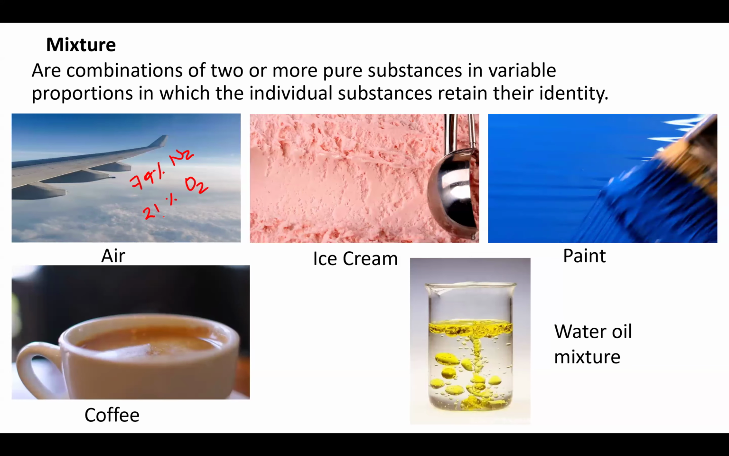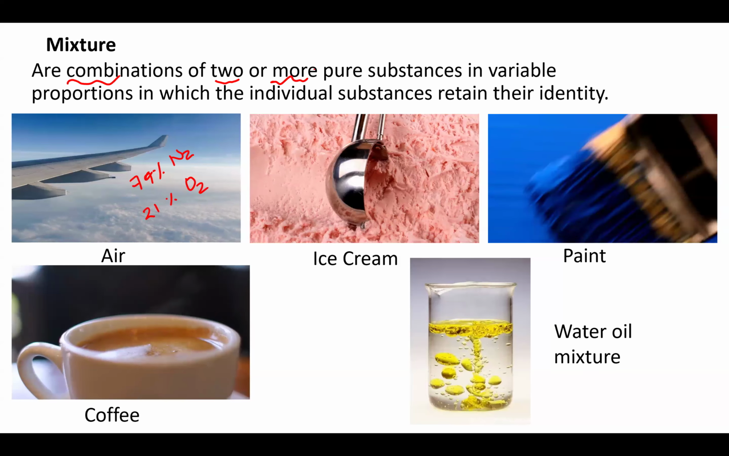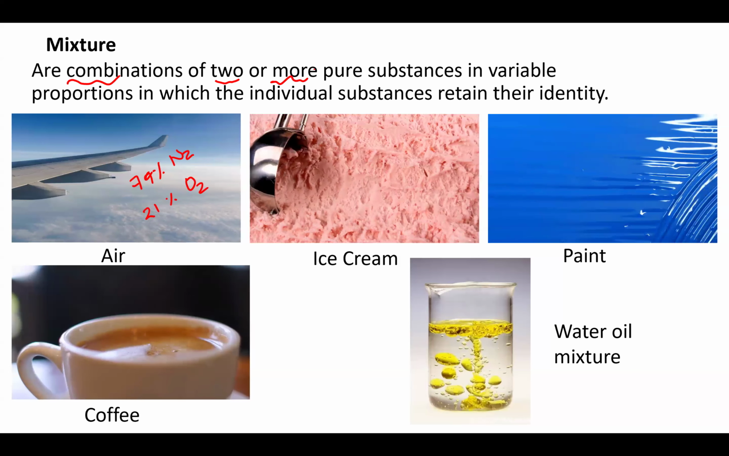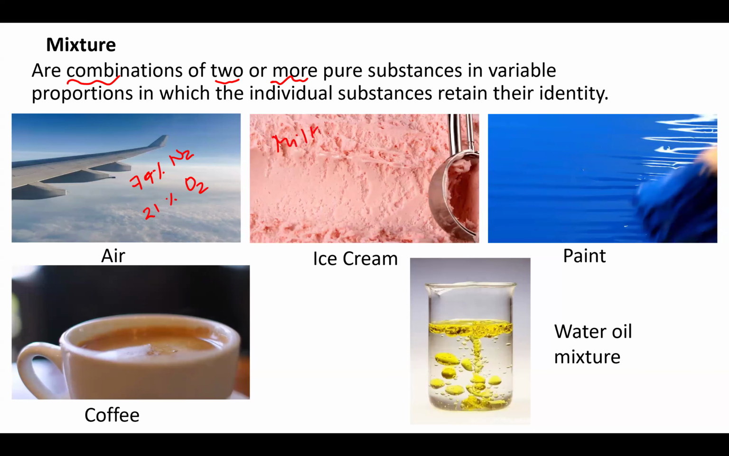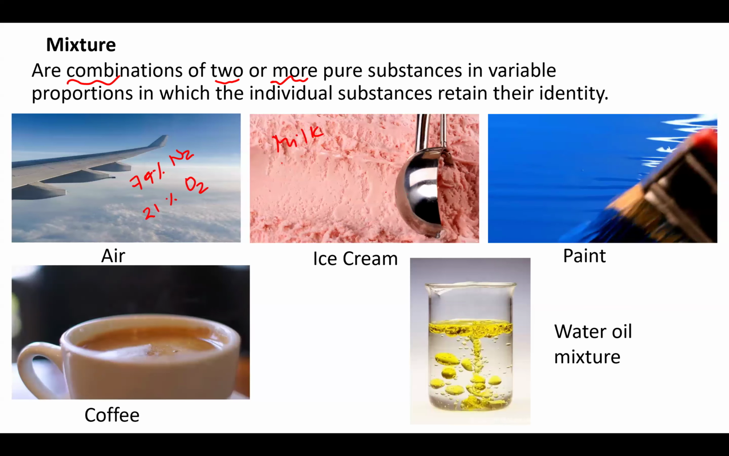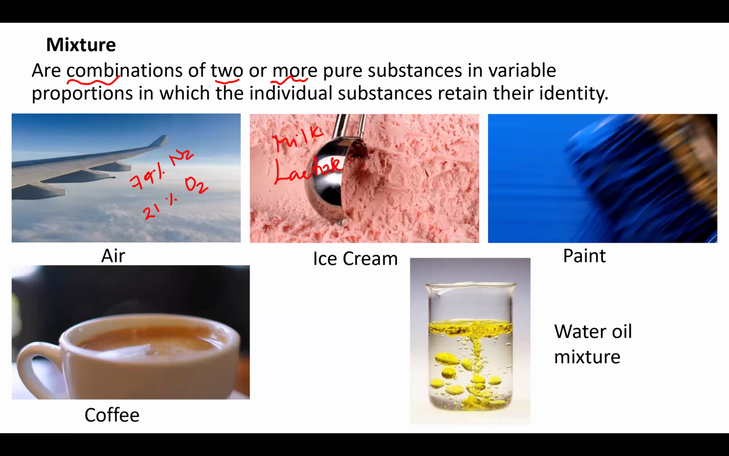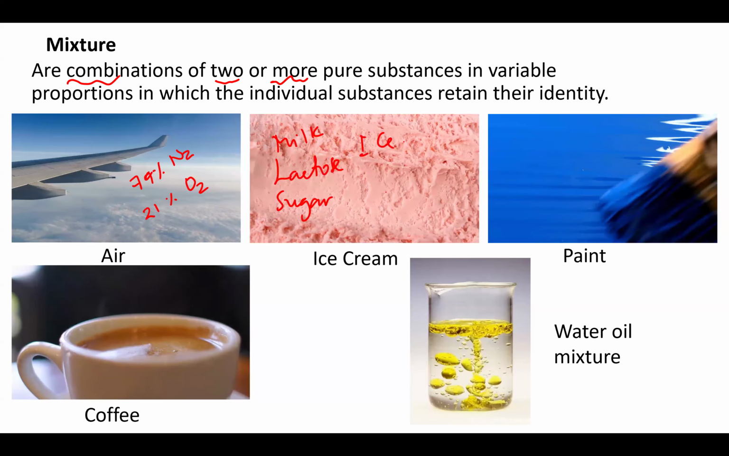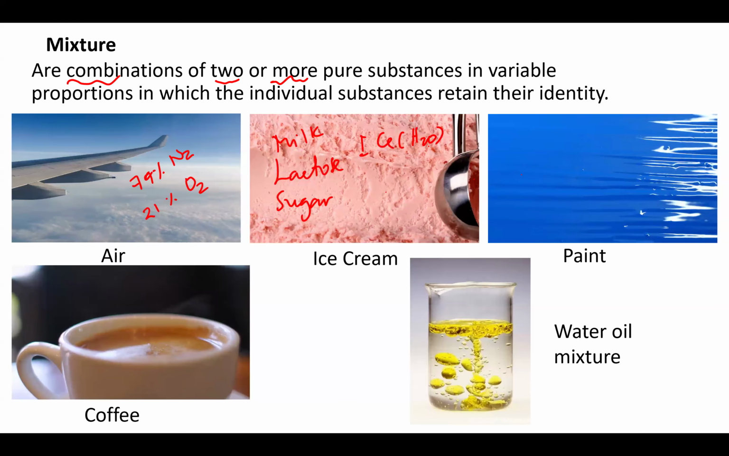So mixture substances are a combination of two or more. It's not just limited to two. Yeah, it can be 3, 4, 5, and more, in variable proportions. For example, ice cream. What do you have in your ice cream? You have milk, cream, lactose. Sugar probably. You probably have ice also, water. It's a mixture of different things that makes up ice cream, doesn't it?